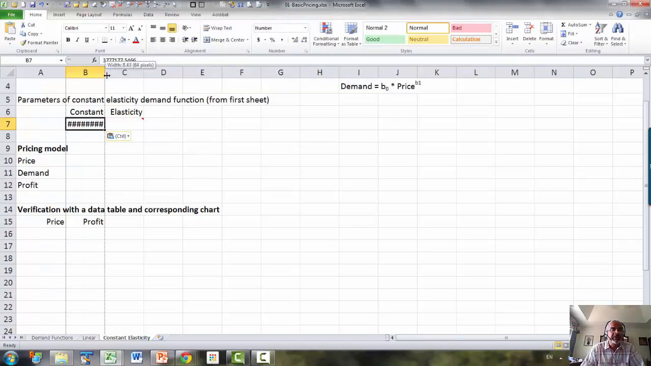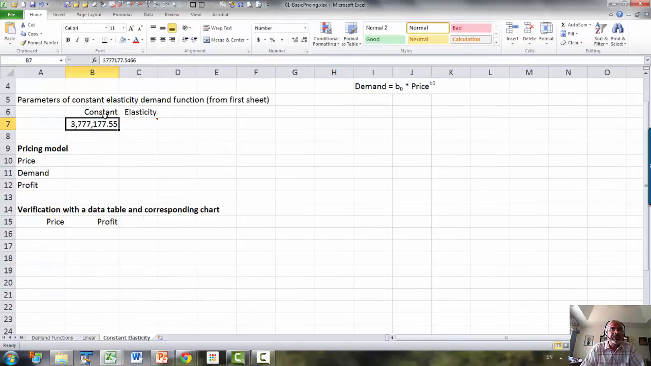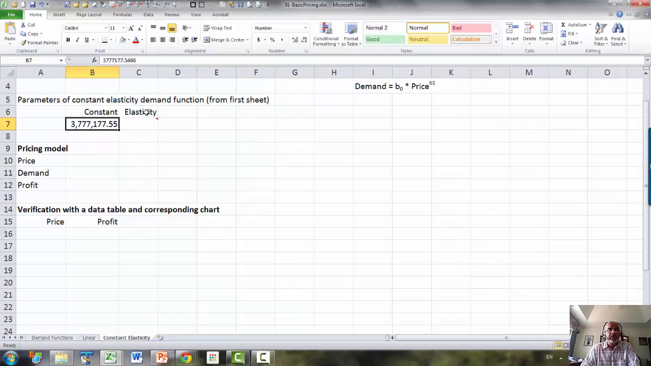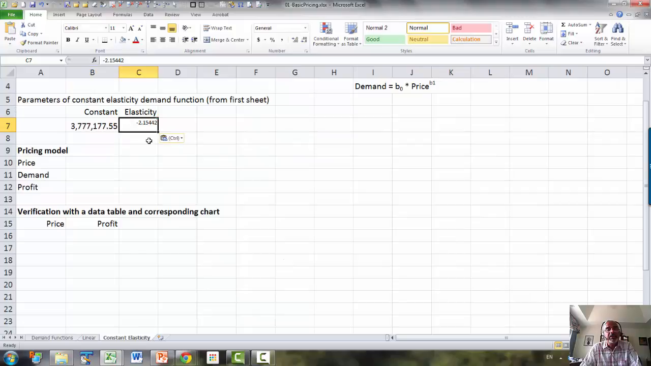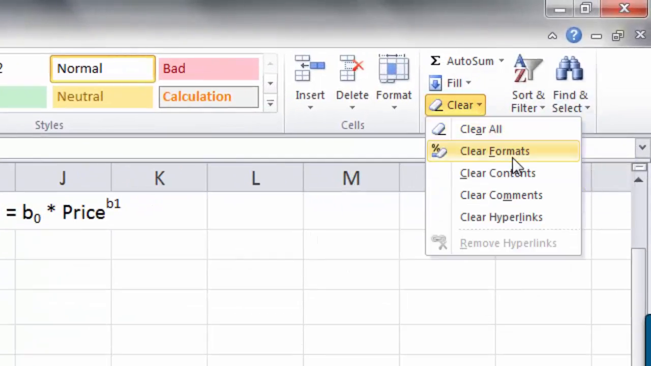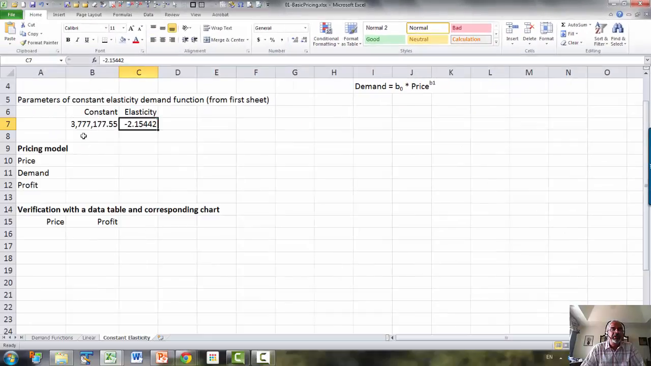Increase the column width like that. Then you'll have the constant part. Let's go back and now very carefully highlight the exponent. Copy that and click there. Now we have to erase the formatting, so go to clear and clear formats. Now we have the constant and the elasticity part.